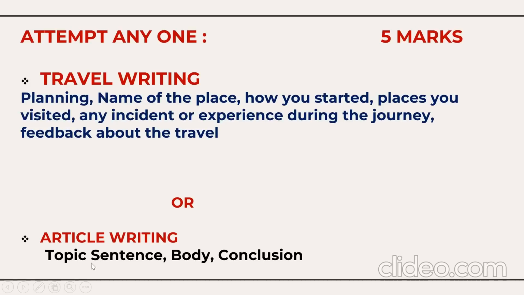So when you write an article, remember these 3 important points. The first 2-3 lines should talk about the article, then the body of the article, then the conclusion. Give a title to the article. So like this, you can attempt any one question out of travel writing or article writing.